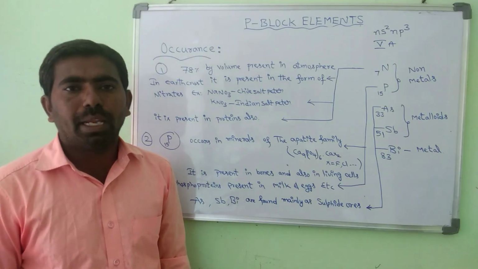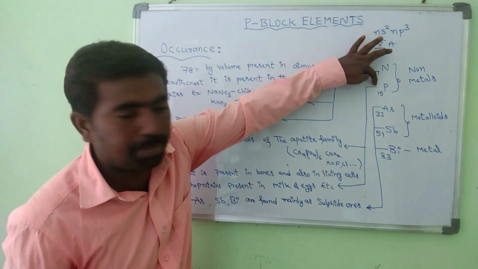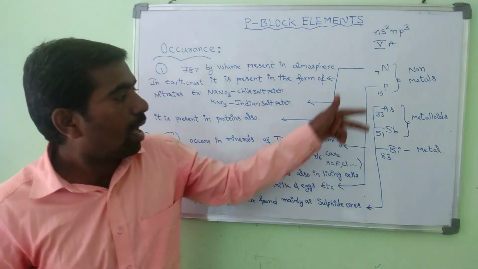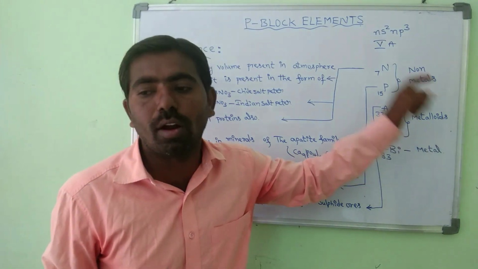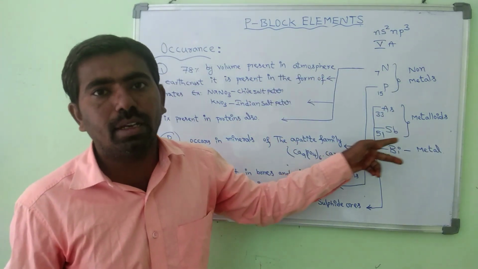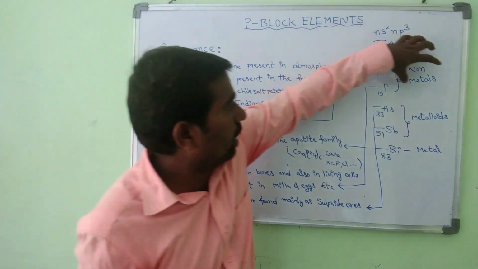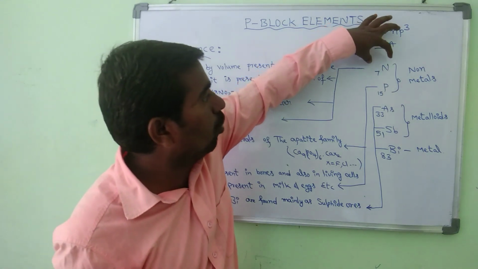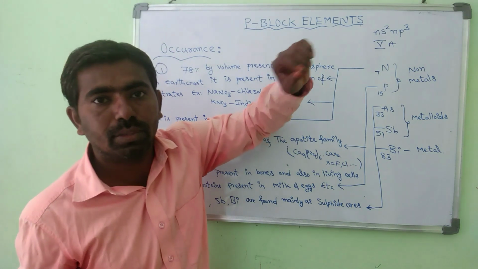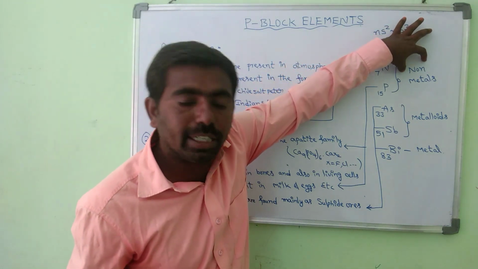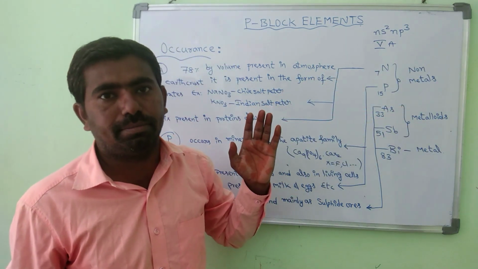In the 5th A group elements, the first 2 elements are non-metals. Nitrogen and phosphorus are both non-metals. Arsenic and antimony are both metalloids. And the final element is a metal. From this observation, we can understand that when going from top to bottom, that is from nitrogen to bismuth, non-metallic character decreases. In the same way, metallic character increases.